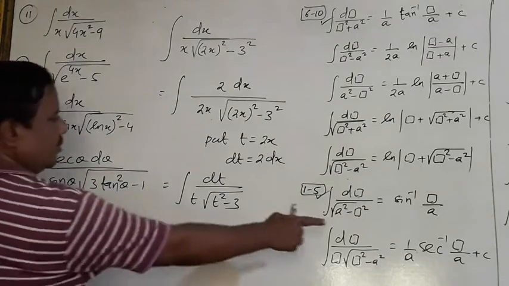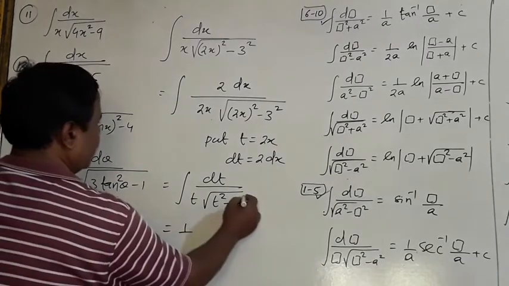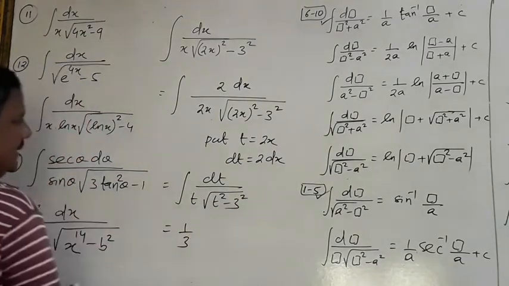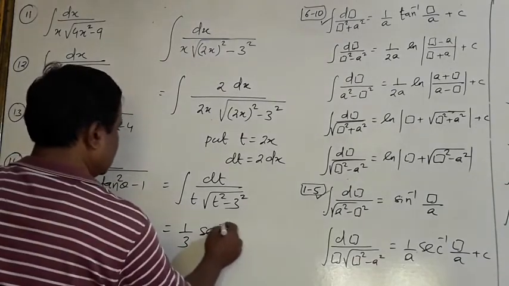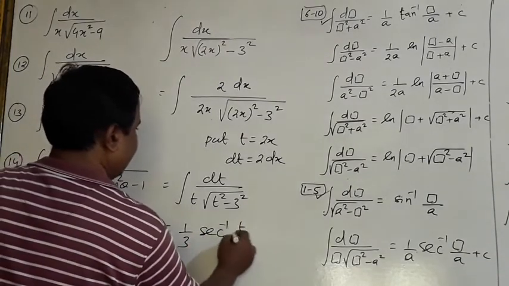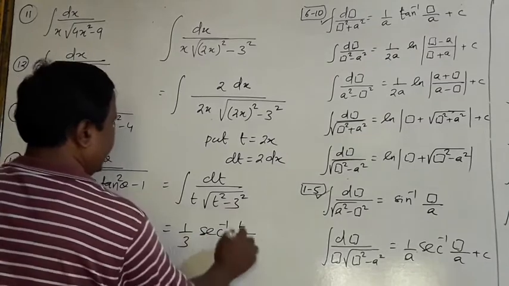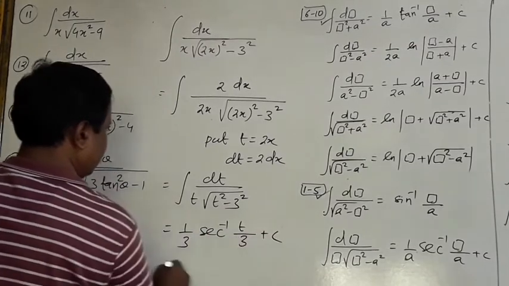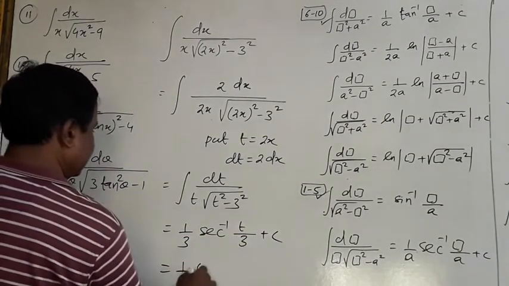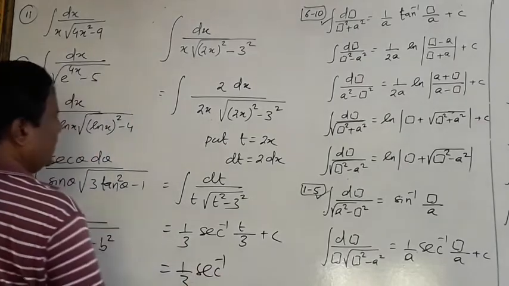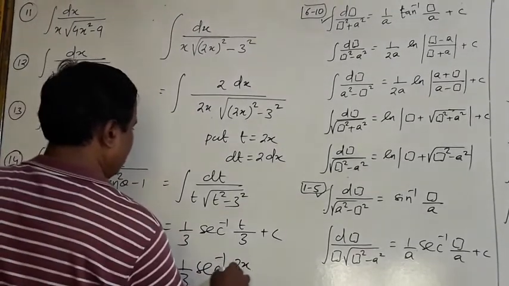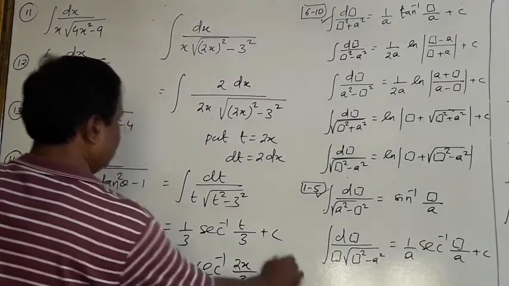The answer is what? 1 by a, and 1 by a means 1 by 3. Sec inverse t by a, where t by a means 2x by 3, plus c. It is 1 by 3 sec inverse. In place of t, you have to put 2x by 3, plus c.